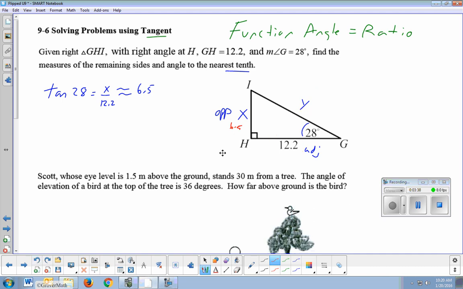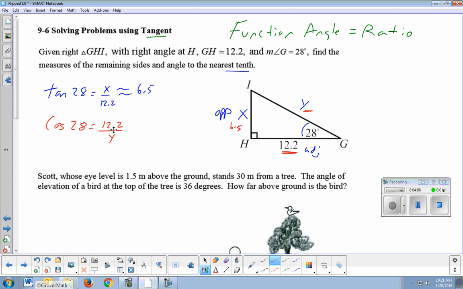Anytime a problem asks us to find two things, it's best to still work with the one they gave you, not with the one you found, because what if I found this wrong, and now I'm going to use a wrong answer to get another wrong answer? So you're better off sticking with, if possible, what you have. Sometimes you have to use the answer they give you, but in this case we don't. We could get away with cosine 28 degrees is going to be 12.2 over y.